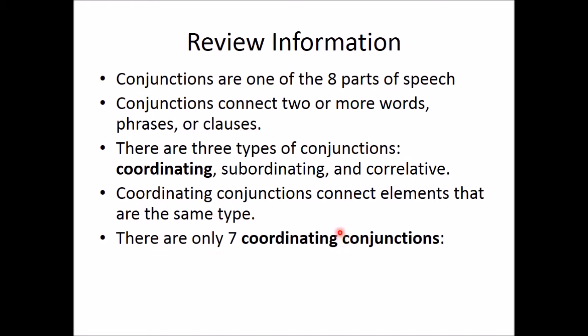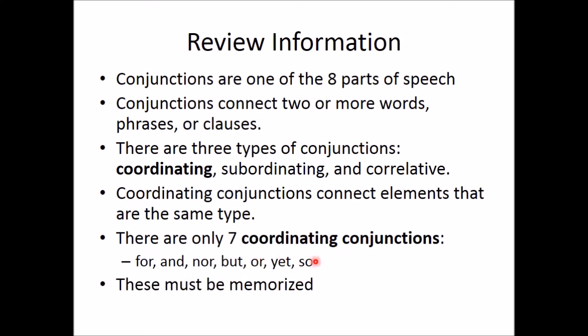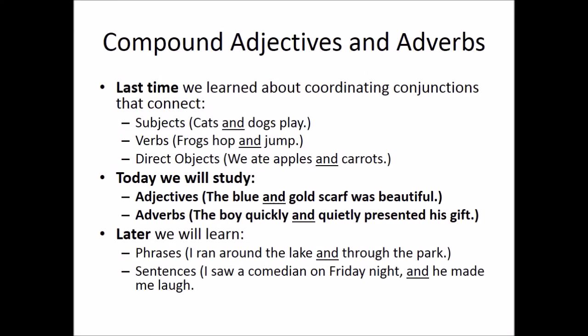There are only 7 coordinating conjunctions: for, and, nor, but, or, yet, and so. These are the 7 coordinating conjunctions. These words connect 2 elements of the same type. And you need to memorize these 7 coordinating conjunctions. The best way to do that is to use the term FANBOYS, F-A-N-B-O-Y-S, fanboys.